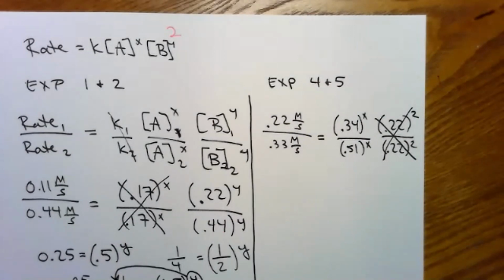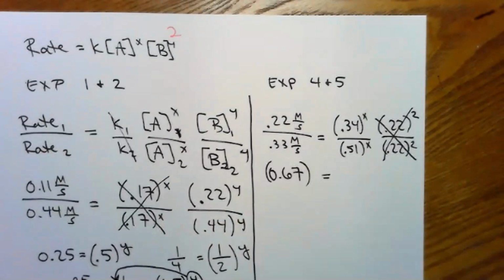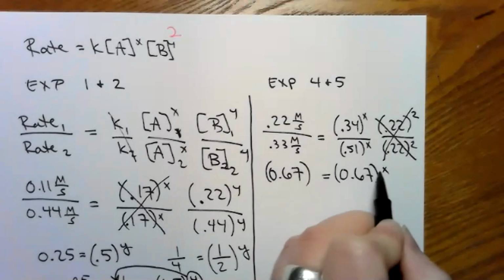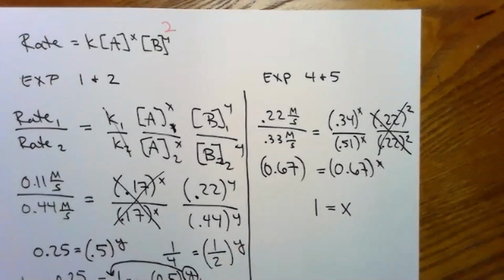So now if I simplify, I get 0.67 equals 0.67 to the x. Maybe you can even solve this one without logarithms. Take the log of both sides, pull the x out front. Log of 0.67 divided by log of 0.67. Yeah, we can go through it if we really need to, but x equals 1.